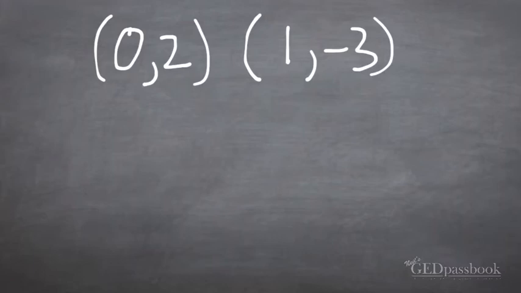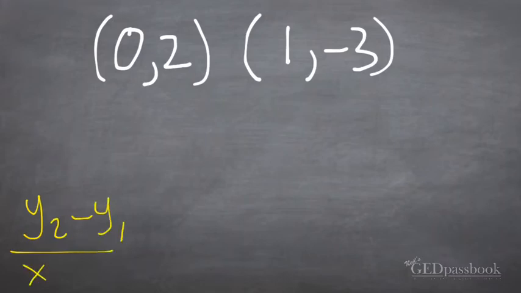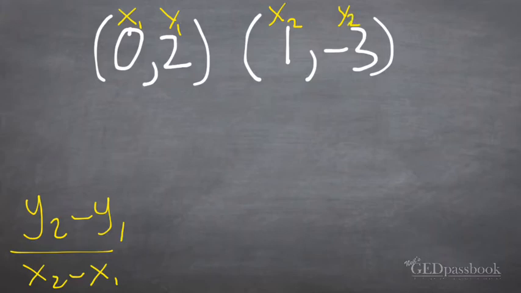y2 minus y1 over x2 minus x1. That is the slope of a line formula. So let's just recap very quick. There is a formula that goes y2 minus y1 over x2 minus x1. And we said yesterday this is x, this is y, but because it's my first one, those are your firsts. And then because this is my second set, that is my second.